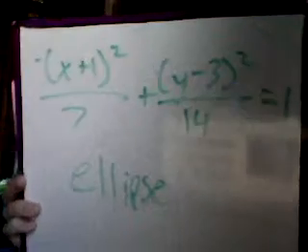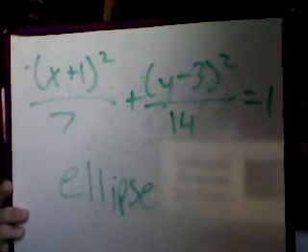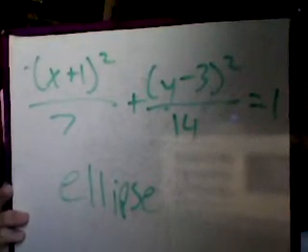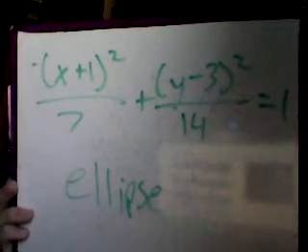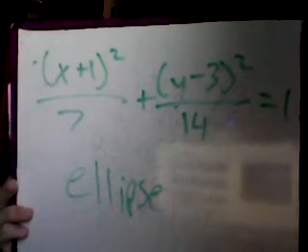And since it's a plus, something over a number plus the y quantity over a number, that would be an ellipse right there. So let me show you what you would get there. If you divide that 14 through, that's x plus 1 quantity squared over 7 plus the quantity y minus 3 squared over 14 equals 1, and that's an ellipse.